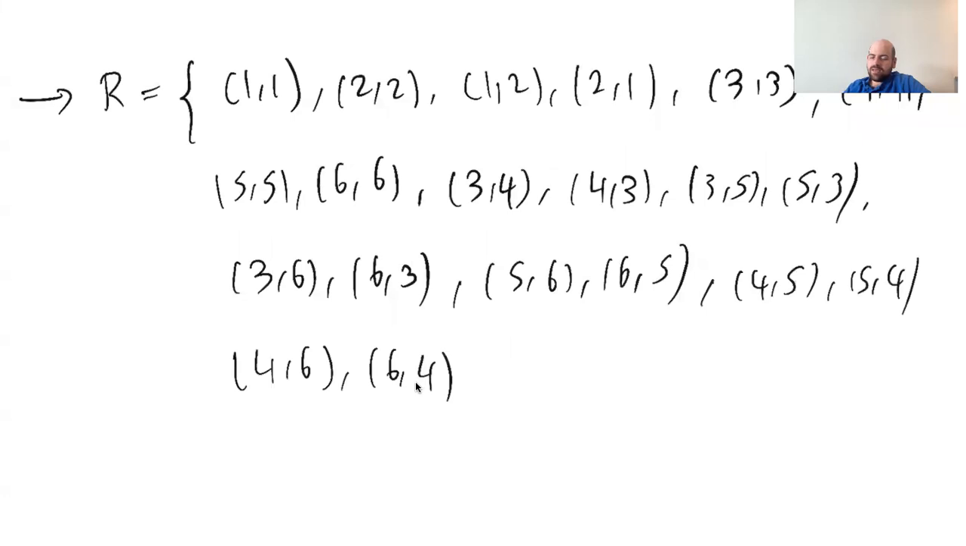These are in the same capital Ai. So 4, 5, 5, 4, 4, 6, 6, 4. And also 5 and 6, because 5 and 6 are both in the same capital Ai. So 5 and 6, 6 and 5. So these are all in our relation R, and that's it.